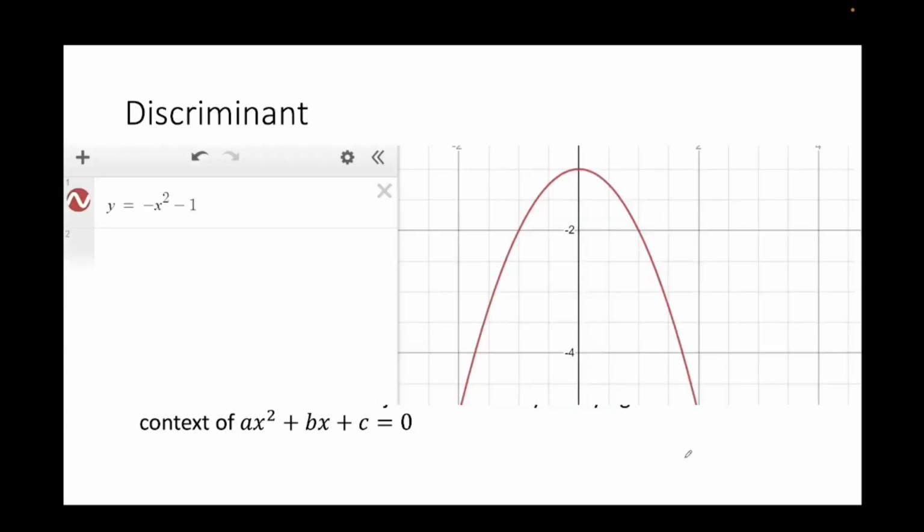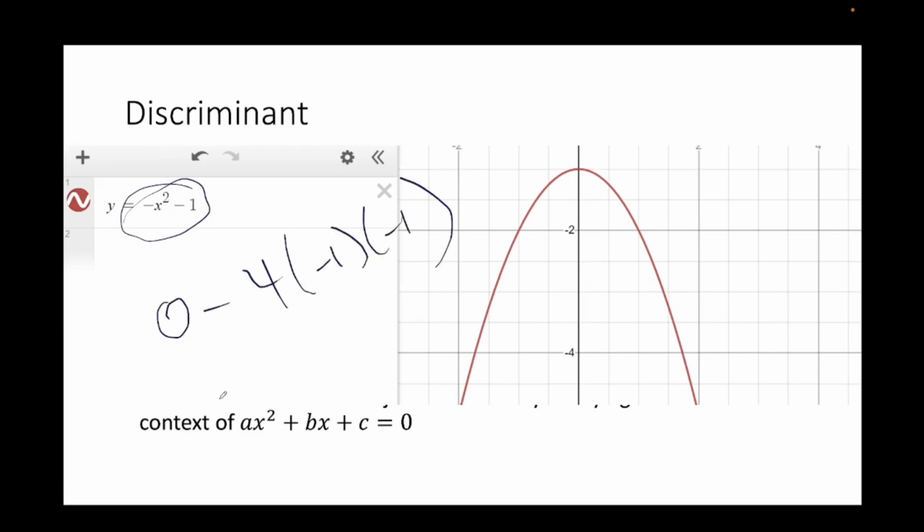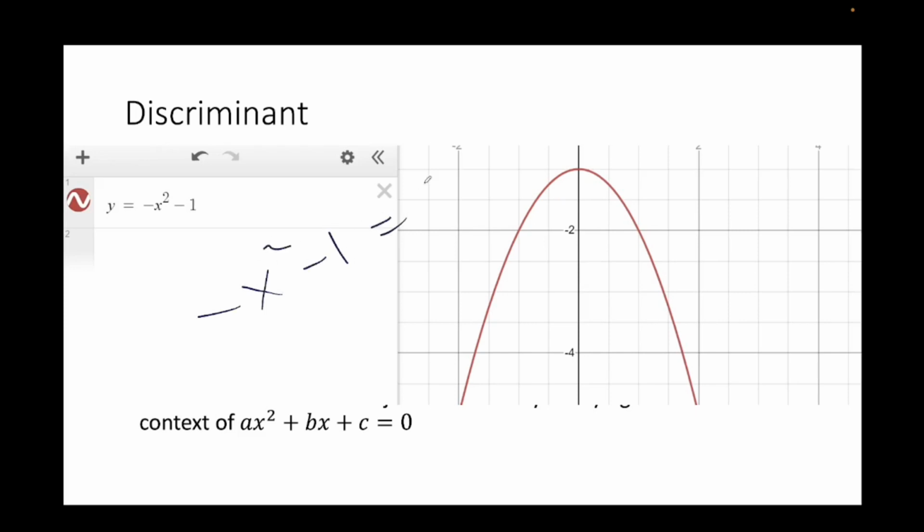Just like this one, I think you get the gist of it. b squared minus 4ac. 0 minus 4 times negative 1 times negative 1. That's going to be a negative number, negative 4, which means the discriminant is negative. Discriminant negative means there's no solutions. Meaning if you were to make this equal to 0, you wouldn't get any answers. There's nothing that can satisfy the number over here to make it true.